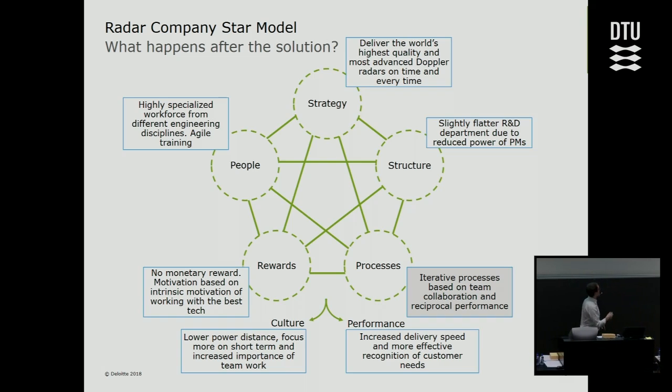Therefore, there is not anymore this misalignment between strategy and processes, because now the processes are able to develop the radar as the customer needs them and in the time where the customer needs them. However, this is not the end of your analysis, because you have to think, okay, we did new processes, what happens to the rest of the star model?